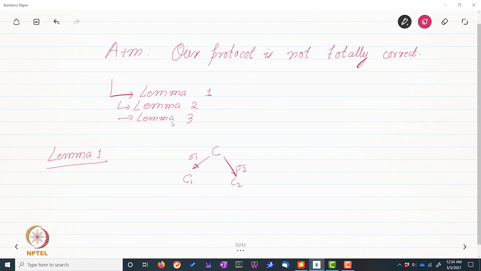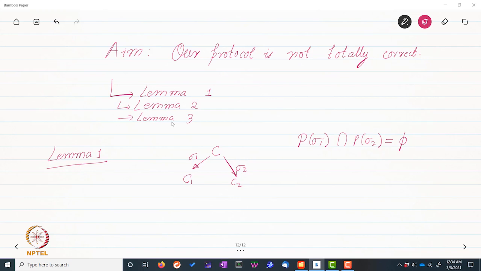Furthermore, all the processes that take steps in sigma 1 and all the processes that take steps in sigma 2, let them be mutually disjoint. Let's say the function P defines all the processes that take steps in sigma 1. So P of sigma 1 intersection P of sigma 2 is actually equal to null. Essentially what it means is sigma 1 works on one set of processes and sigma 2 works on a different set of processes.